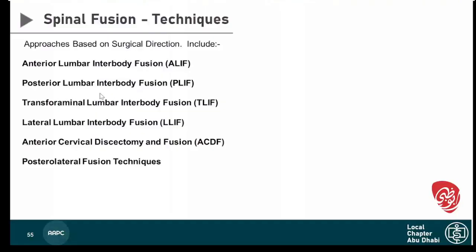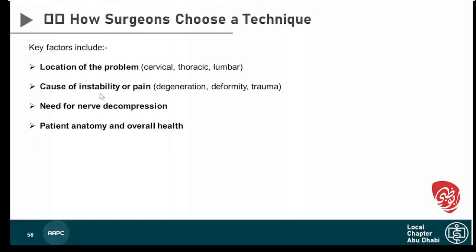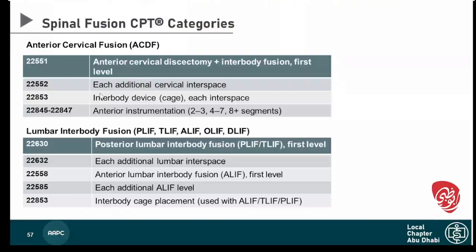Then how does the surgeon choose a technique? Based on the location of the problem, which level is affected, the cause of the instability or pain, what the underlying condition is, the need for nerve decompression, and patient anatomy and overall health. Then these are the CPT codes for spinal fusion surgeries. We have separate codes for cervical, lumbar, and interbody fusion.